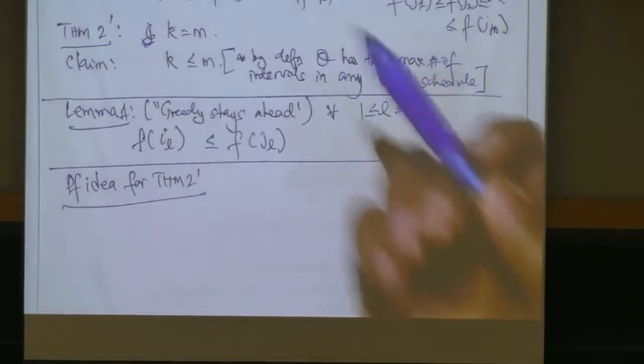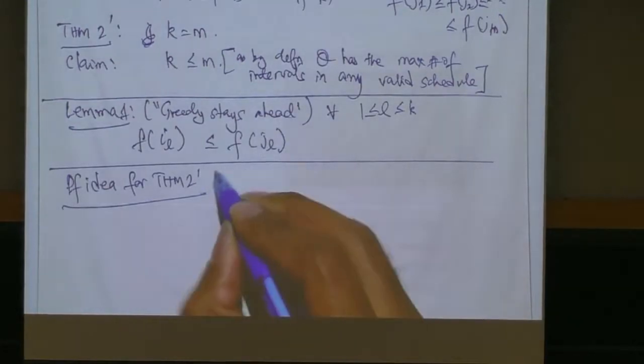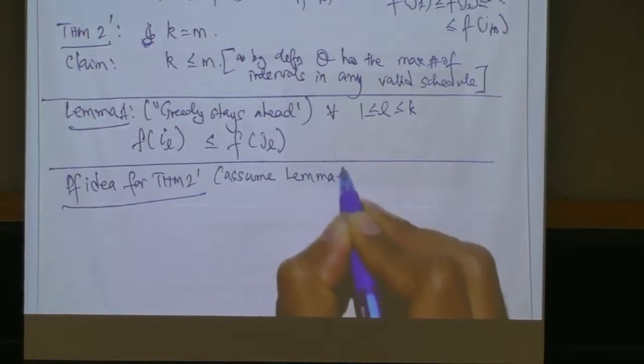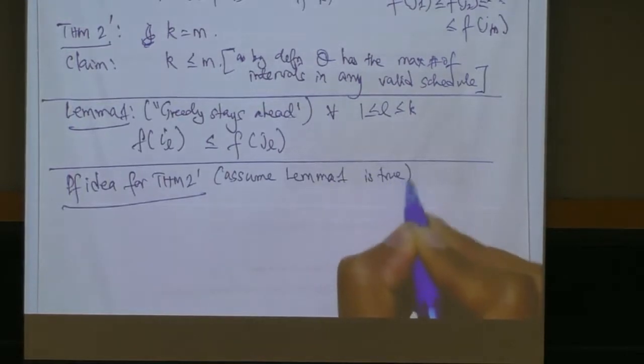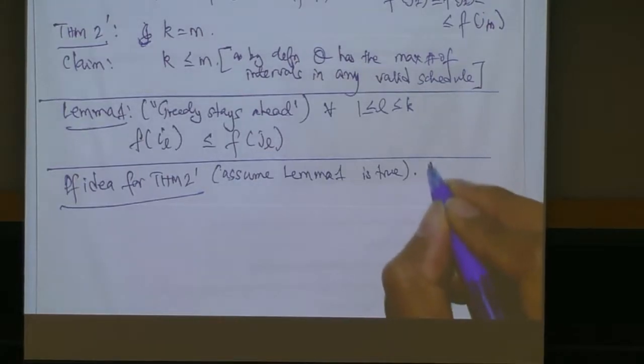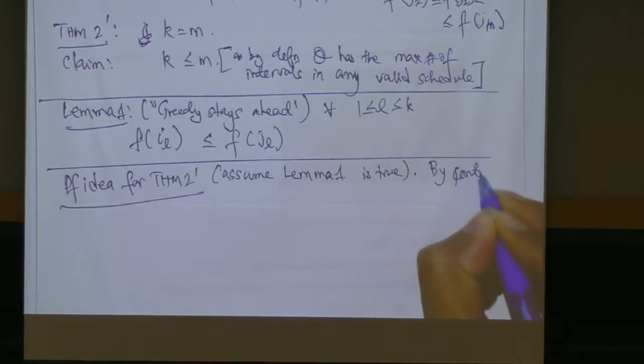So again, we are going to prove the result that k is equal to m, and we are going to assume lemma 1 is true. And again, no surprises here. We're going to prove this by contradiction.